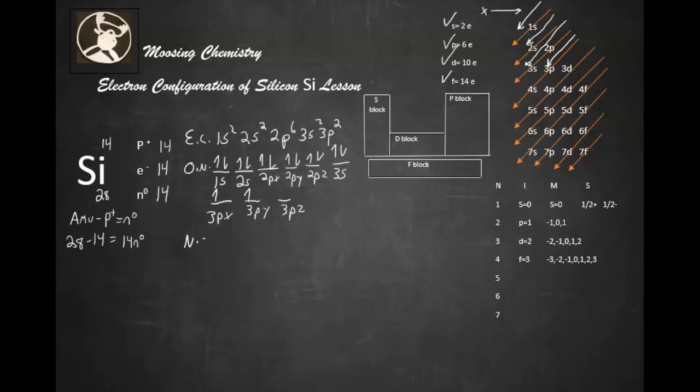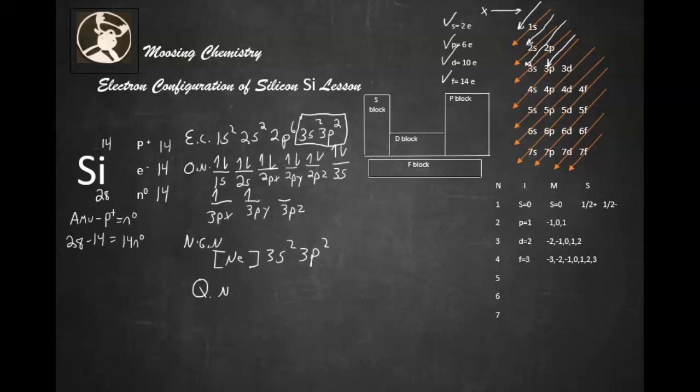Now, what about noble gas notation? The nearest noble gas to silicon, of course, is neon. You can't use argon because that's after silicon, so you have to use neon. So you go Ne, and then you have to find the valence shell. The valence shell is that last shell, right here. So that would make 3s2, 3p2.